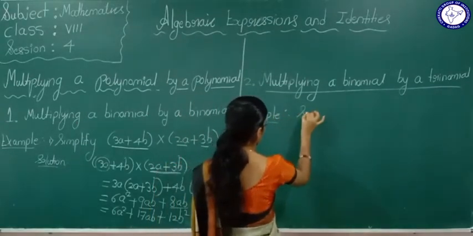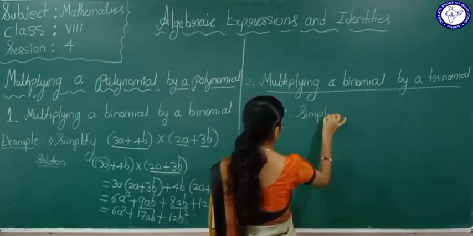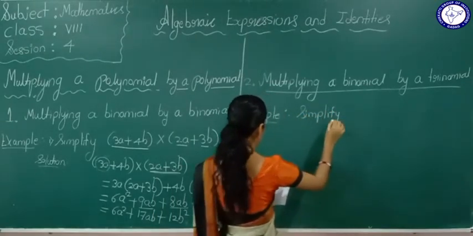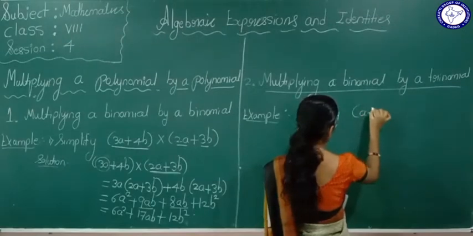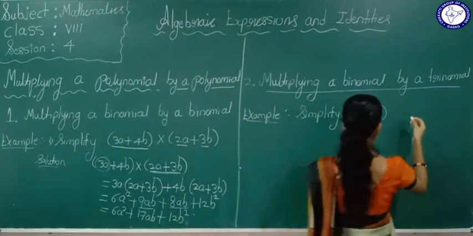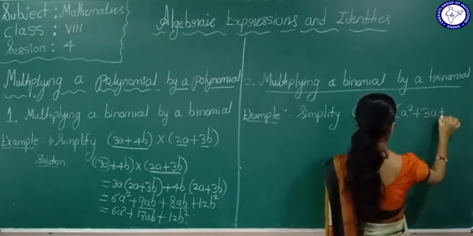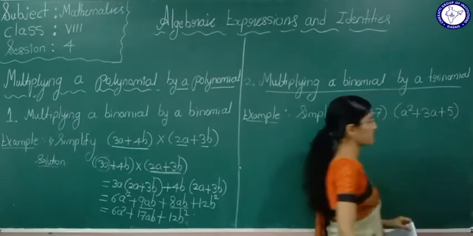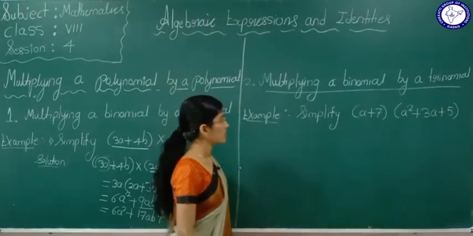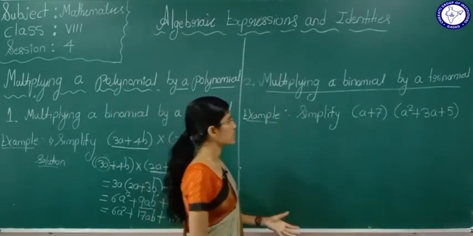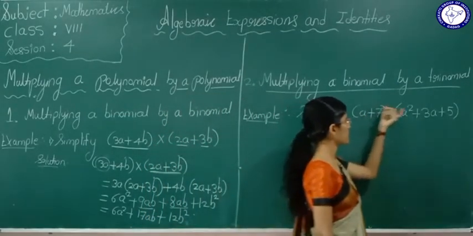Example: simplify a plus 7 multiplied by a square plus 3a plus 5. Okay, now see here, this is the multiplication of a binomial by a trinomial.